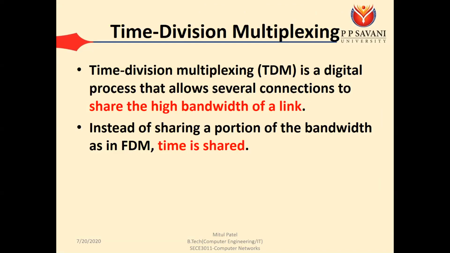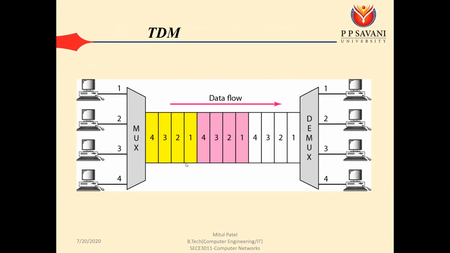Okay, the advantage of this TDM is we can increase the data rate. Suppose our sending data rate is 1 kbps. At the receiving side we can increase the data rate, that is dependent on the number of the users that are sending the data. We will see that example, that if the 1 kbps input data rate is there, then we can increase the data rate to 3 kbps if the 3 channels are combined. So instead of setting a portion of the bandwidth as in FDM, we are setting the time.